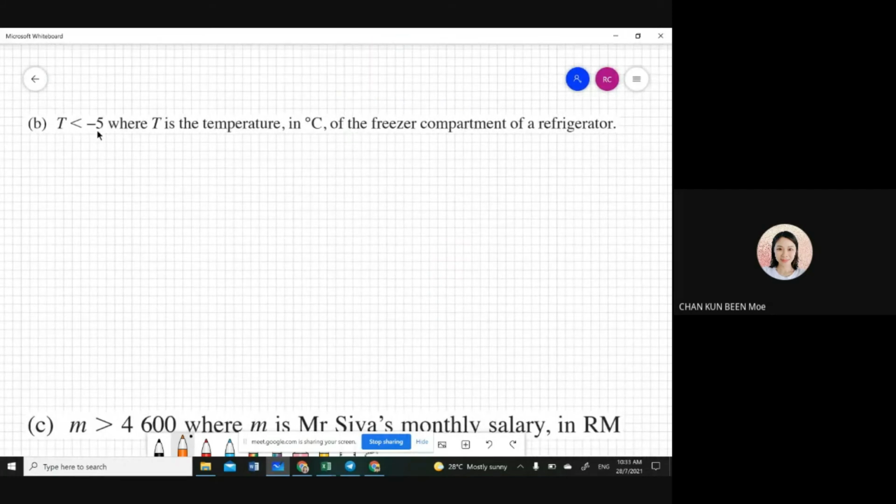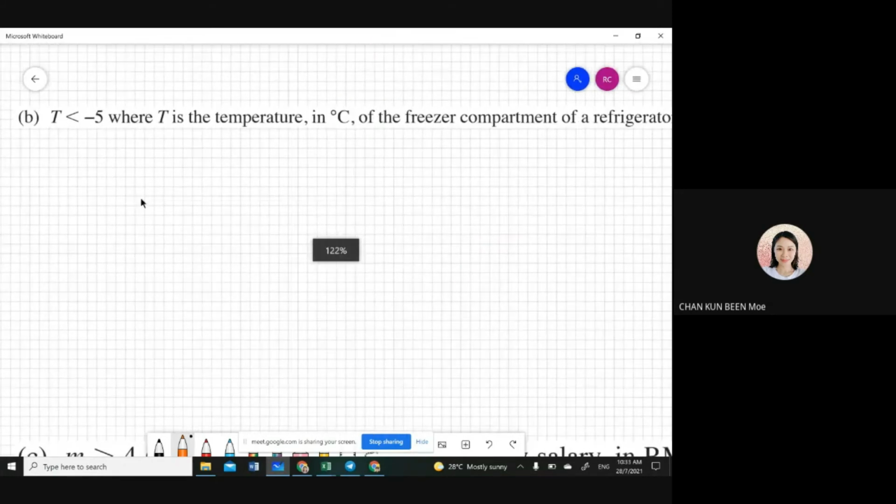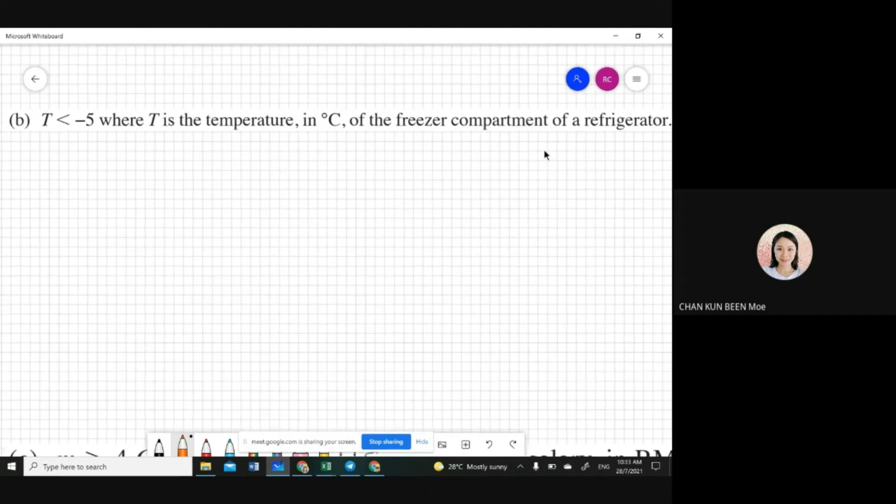T is less than -5, where T is the temperature in degrees Celsius of the freezer compartment of a refrigerator. Okay, so you got to imagine in the freezer compartment, usually on top lah. Okay, but there are some new refrigerators right now, the freezer compartment is at the bottom. Okay, T is less than -5, meaning the temperature must be less than -5 degrees Celsius, or else it won't be cold enough to freeze up, right?